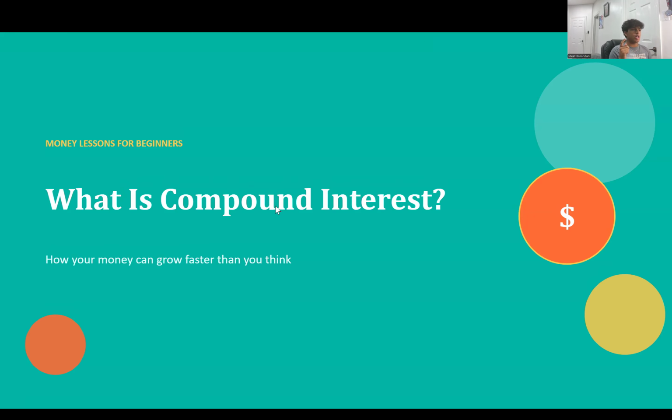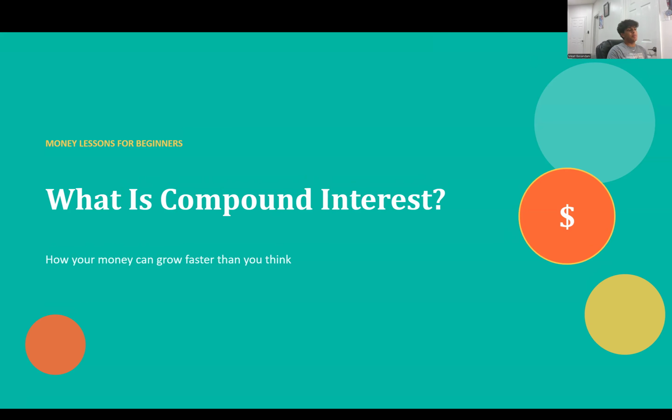Last time we covered rate of return, and today we're building onto that with one of the most powerful ideas in all of finance, which is compound interest. Some people even call it the eighth wonder of the world. Sounds dramatic, but honestly, it's kind of true. So let's get into it.